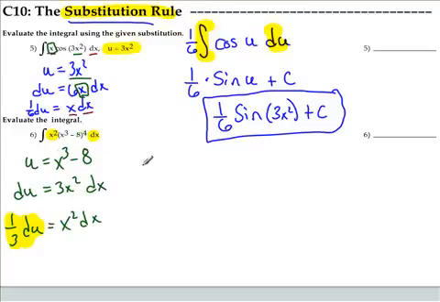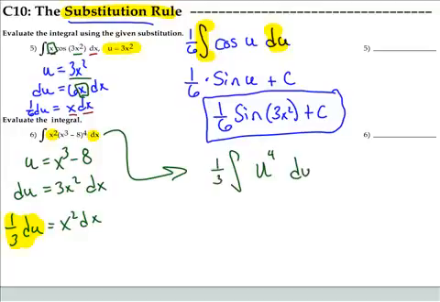We're ready to write our new function here. I've got the integral. Instead of x cubed minus 8 to the 4th, I've just simply got u to the 4th. Instead of this x squared and that dx, I've got a 1/3 and a du. So there's my substitution. And the 1/3 is a constant, so it can go to the front. I don't have to mess with it inside here and worry about what that antiderivative would be. Now we can just integrate.